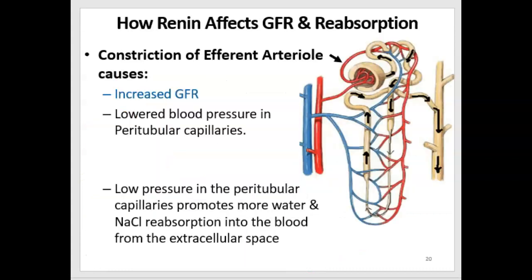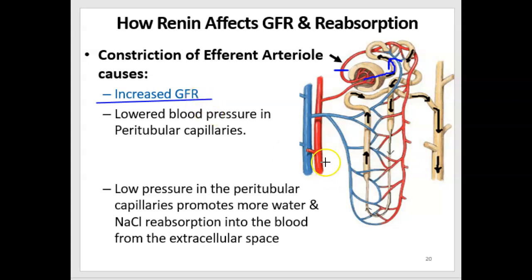So let's look at how renin works on the glomerular filtration rate and the reabsorption process. So constriction of this efferent arteriole right here, if you made that more narrow, that would cause backup pressure in the capsule. And so you would have higher net filtration pressure, and you would get more fluid, more filtrate formed. So you would actually increase the rate of filtrate formation.